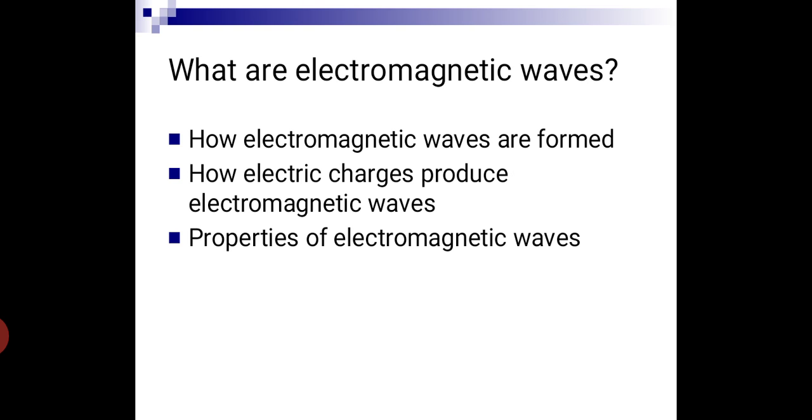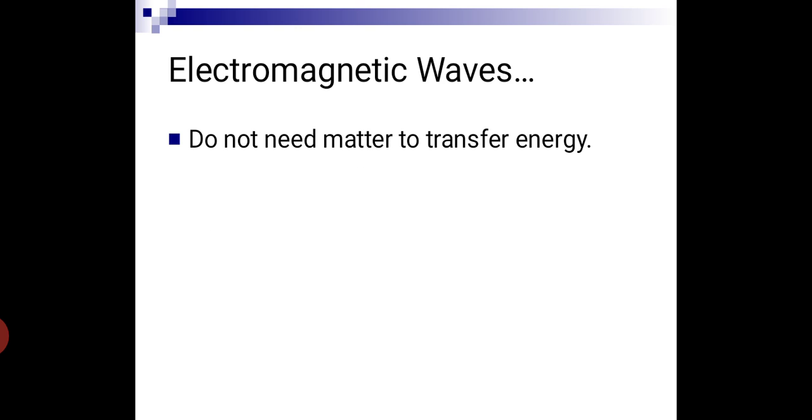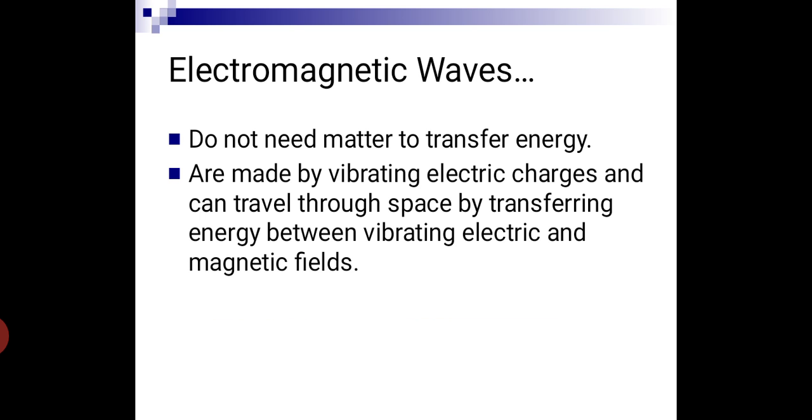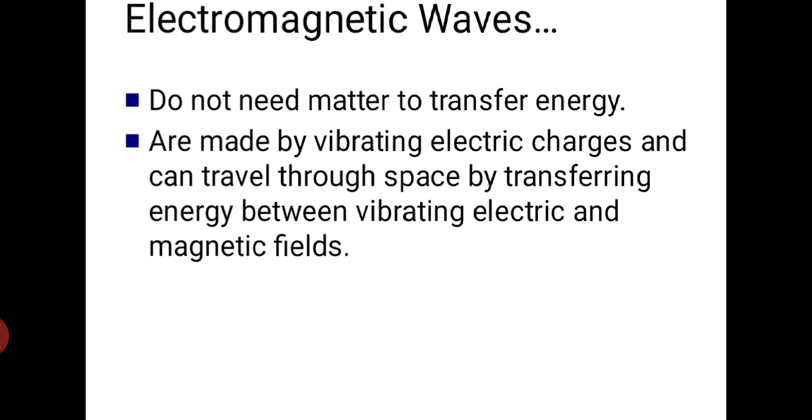What are electromagnetic waves and how are these produced by electric charge and what are their properties. Electromagnetic waves do not need matter to transfer energy. These are made by vibrating electric charges and can travel through space by transferring energy between vibrating electric and magnetic fields.